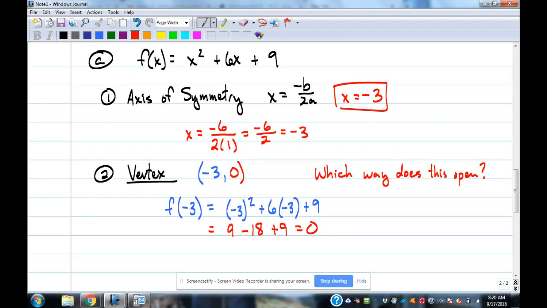It said if a is greater than 0, it opens up. If a is less than 0, it opens down. Well, what's a in this one? Positive 1. Is that greater than 0 or less than 0? Greater, so it's going to open up. Okay? So if we know it opens up, that means that this vertex is a minimum.